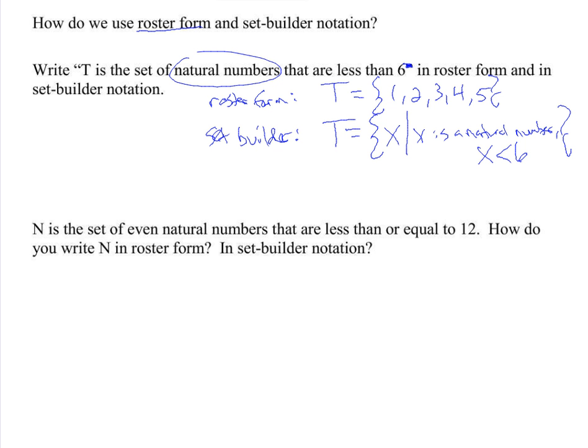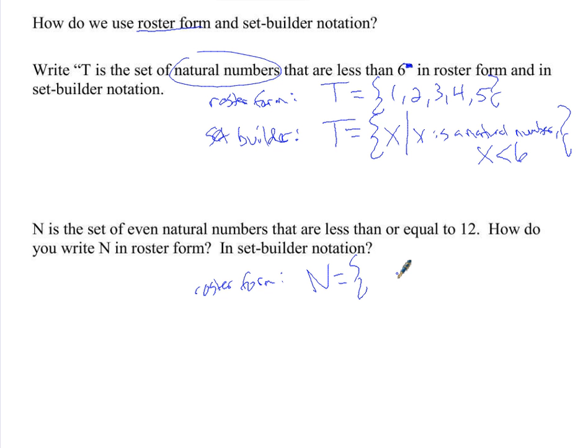For the next one, n is the set of even natural numbers that are less than or equal to 12. We want to write that in set builder and roster form. So it says roster form first. Let's do roster form first. It says n is the set of. So I'm going to write n equals, squiggly bracket, and now even natural numbers.